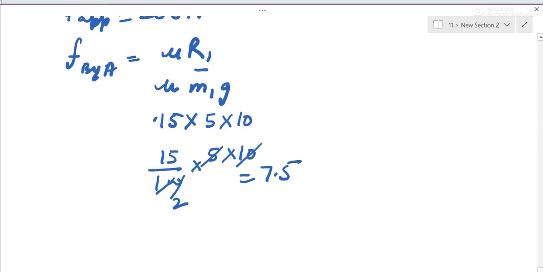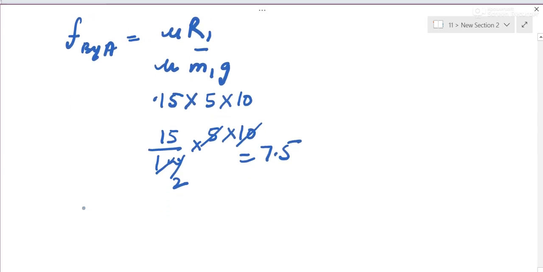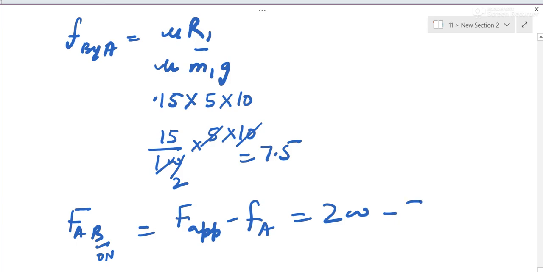Here this is the friction. So you can find the force exerted by A on B. Okay, that will be equal to applied force minus friction force of A. So it is 200 minus 7.5.